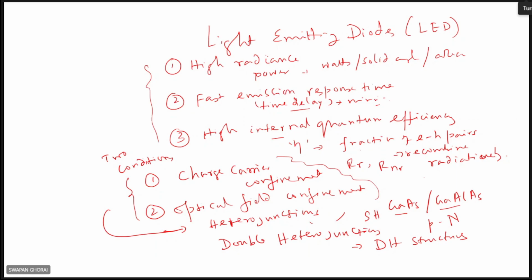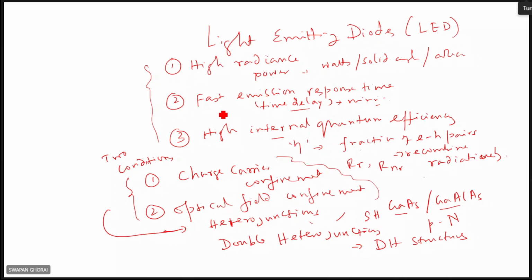Like it must have high radiance. That means high power output. It is generally watts per unit solid angle per unit emitting area of the surface. That is the high radiance. It must have high radiance.